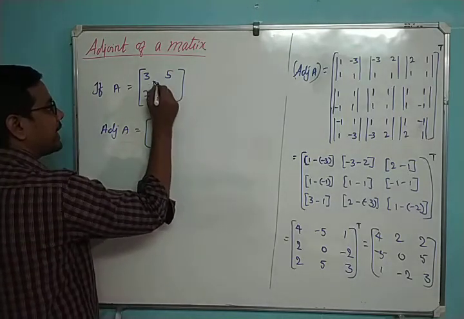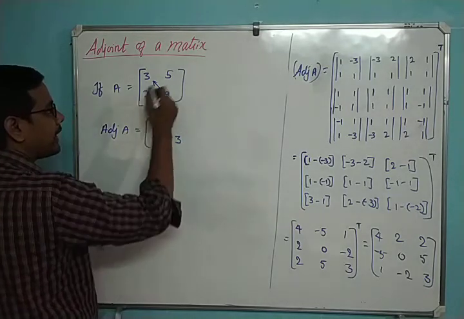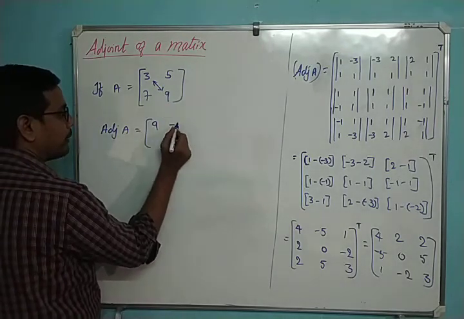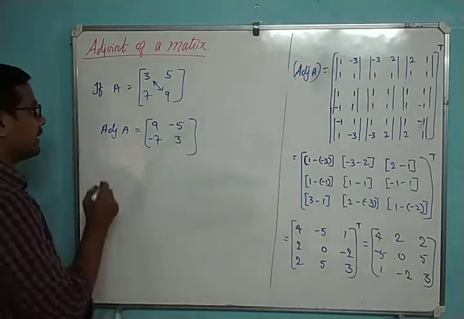Interchange the principal diagonal elements. So here 9 will come, here 3, and reverse the sign of the remaining elements: -5, -7. This will be our adjoint A.